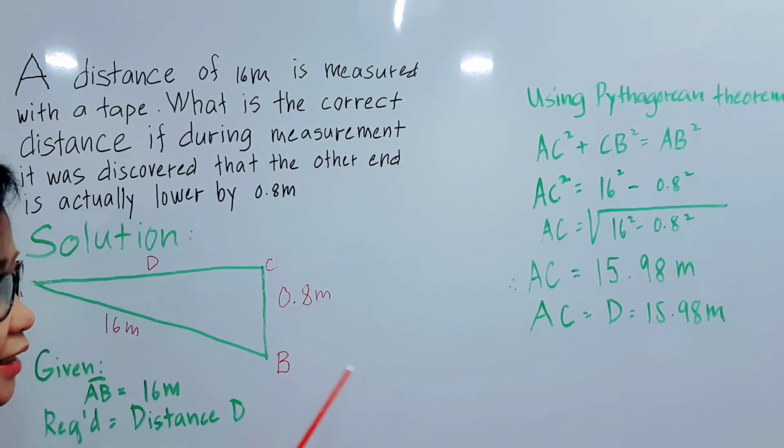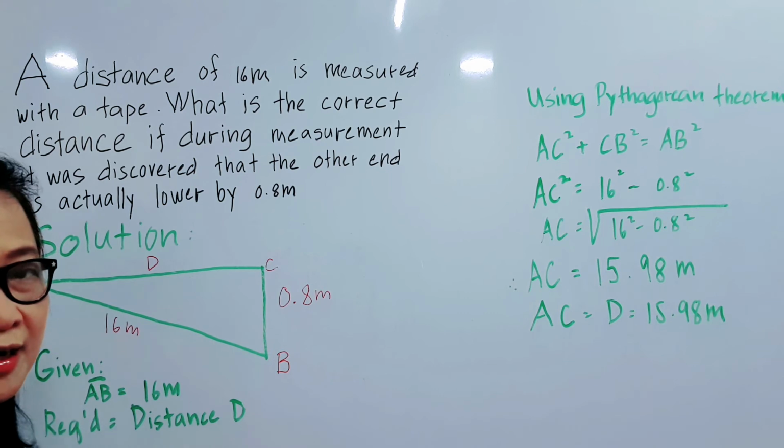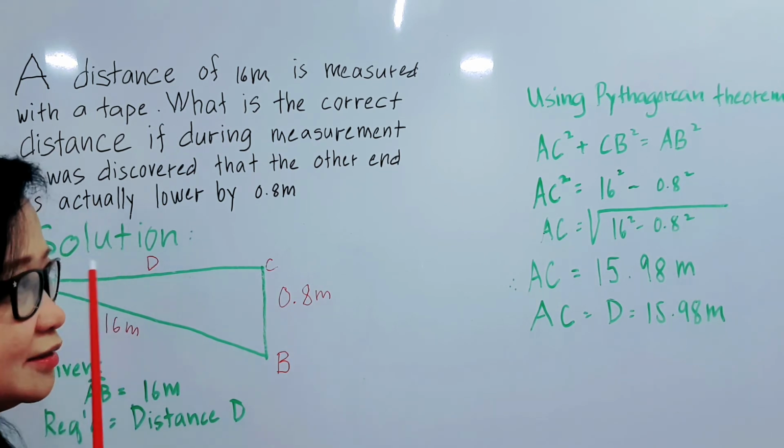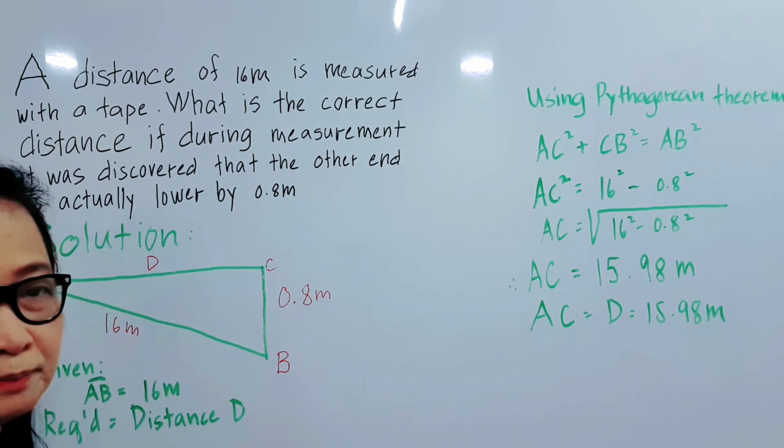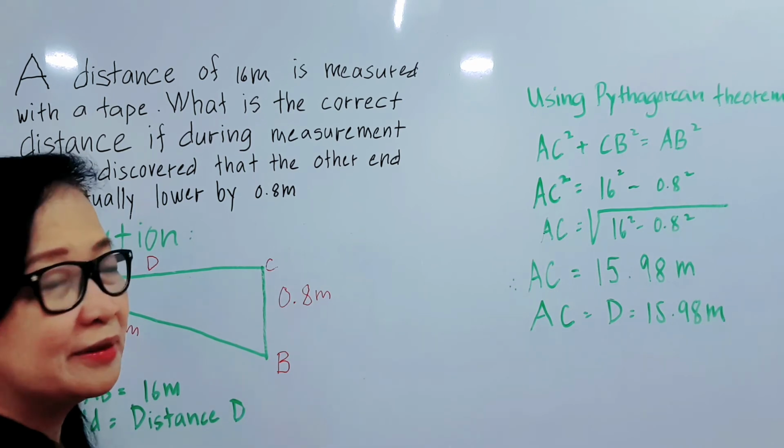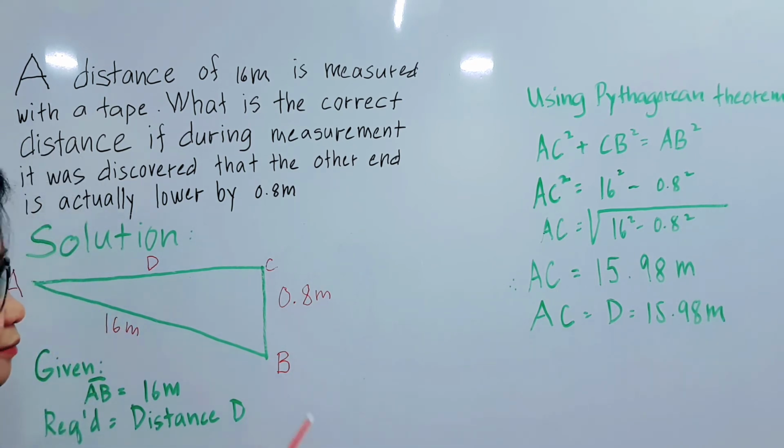Basta alam mo talaga na pag makita mo na right triangle, ilagay mo kaagad sa utak mo na 99% Pythagorean theorem ang gagamitin mong pag-solve ng mga sides.